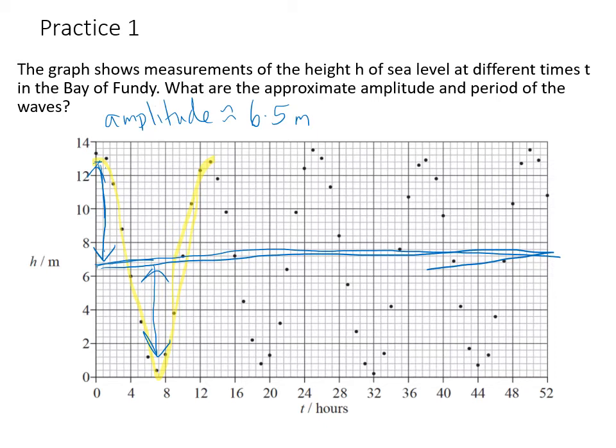Then it asks what is the approximate period. Remember the 3-2 rule. You have 3 crests and 2 nodes, or 2 crests and 3 nodes. In this case, I'm going with a 3, 2, and so for an oscillation, it's an up, a down, and a back up, and that takes about 12.5 hours, or maybe about 12 hours. So the period, capital T, is about 12 hours.